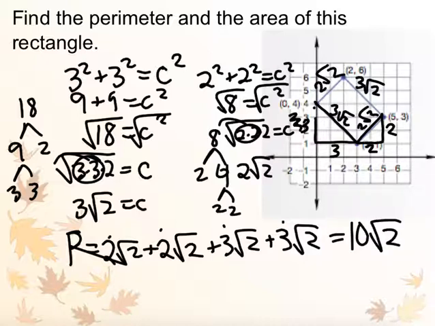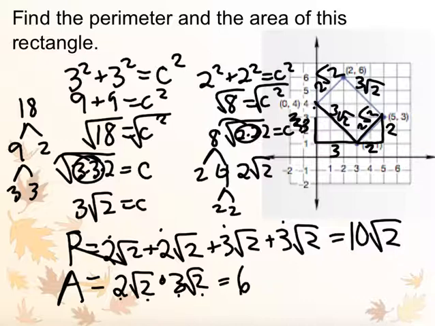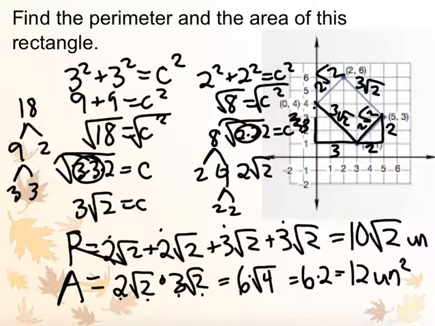square roots of 2. For the area, now I get to multiply, so it doesn't actually matter if we have common radicals. We are going to multiply 2 root 2 times 3 root 2, because we do base times height. And remember, we multiply outside of the radicals, so 2 times 3 is 6, and inside the radicals, so we have times the square root of 4, but the square root of 4 can be simplified to 6 times 2, which is 12. So we have 10 root 2 units for the perimeter, 12 units squared for the area.